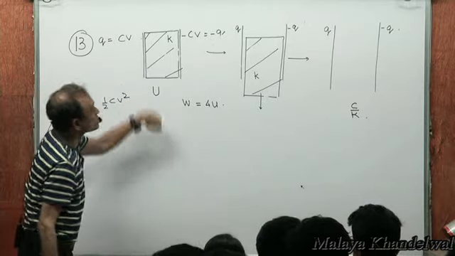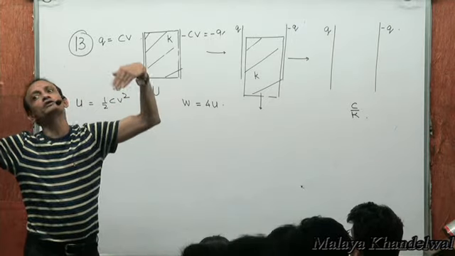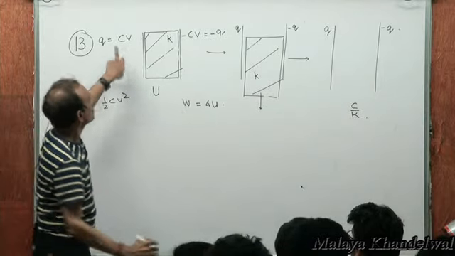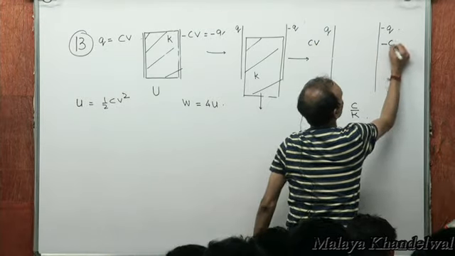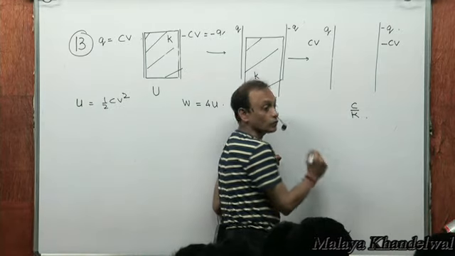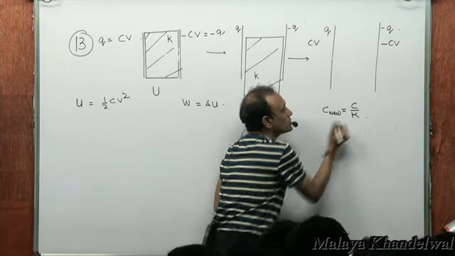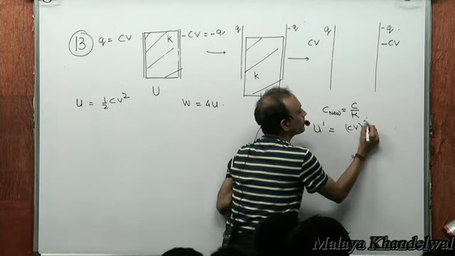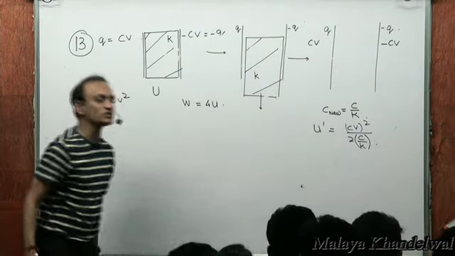And while this is pulled out, the battery is disconnected. So if you disconnect the battery, what remains the same? Charge will remain the same, because charge will not have a way to fly out of it. So charge remains Q, CV and -CV, right? Now, the final potential energy of the system would be Q squared by 2C, with this being the new C. So the new potential energy U' is going to be Q squared, which is (CV) squared, by 2 times C by K. Yes or no?